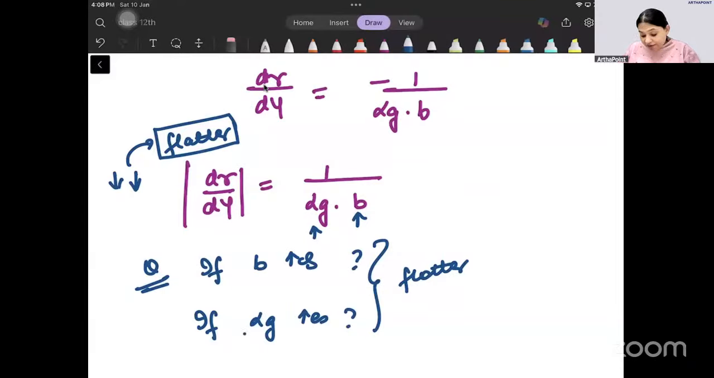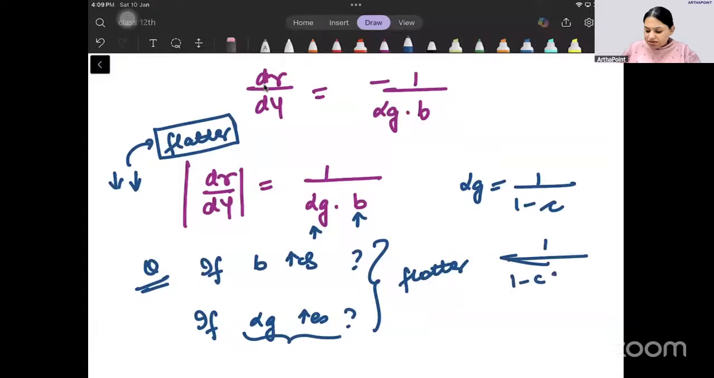And when will alpha g increase? Alpha g was 1 upon 1 minus c. And if it is with tax, then 1 upon 1 minus c, 1 minus t. So when is the multiplier more? The more marginal propensity to consume, the more multiplier.